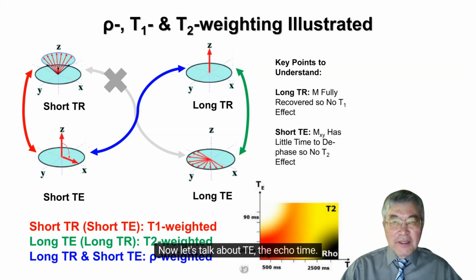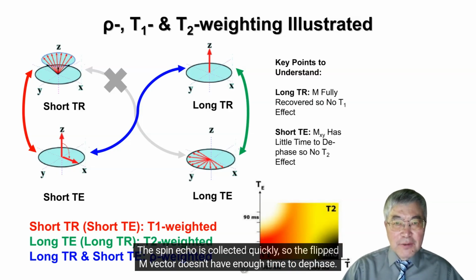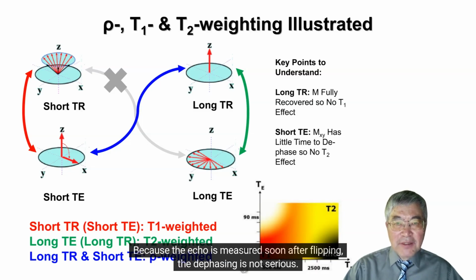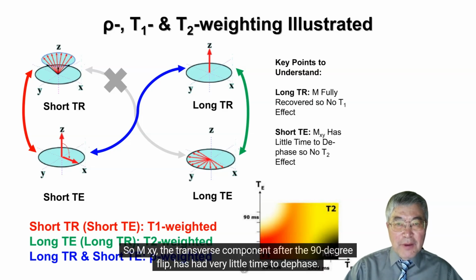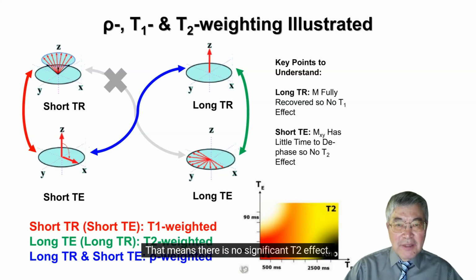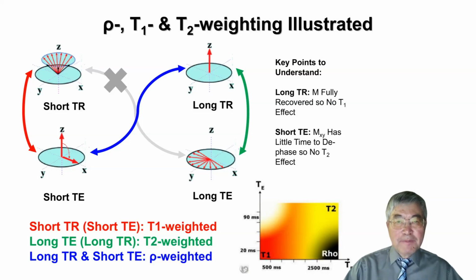Now let's talk about TE, the echo time. What do we mean by short TE? Short TE means the echo time is very short. The spin echo is collected quickly, so the flipped M vector doesn't have enough time to dephase. Because the echo is measured soon after flipping, the dephasing is not serious. So MXY, the transverse component after the 90-degree flip, has had very little time to dephase. That means there is no significant T2 effect. If you measure the signal with a short TE, you cannot tell how much T2 contributes because T2 hasn't had enough time to show its effect.